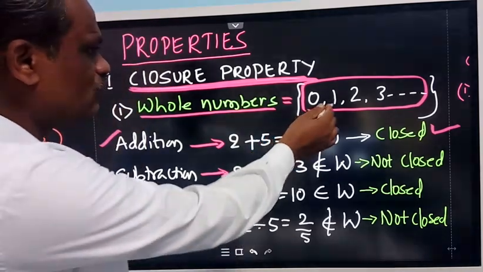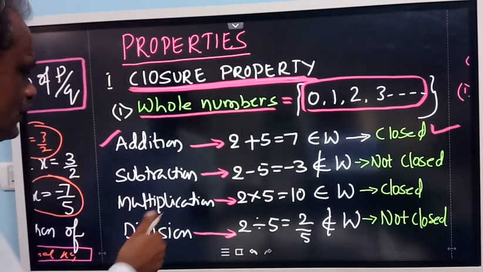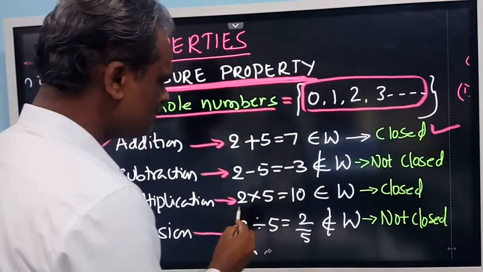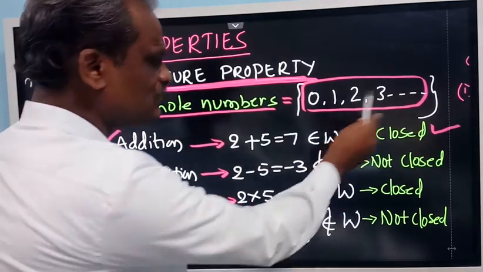Multiplication. Take any two whole numbers. Select any two whole numbers here. I have selected 2 and 5 only. Multiply them. The product you are getting is also a whole number.